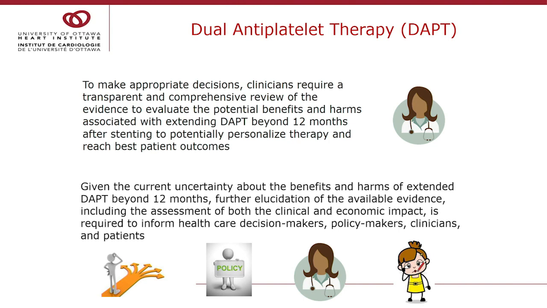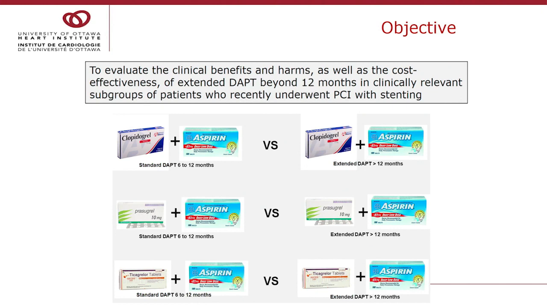So what did this do? This led CADTH to ask, the objective was to evaluate the clinical benefits and harms, as well as the cost effectiveness of extending DAP beyond 12 months in clinically relevant subgroups. And that's the interest here, the subgroups of the PCI patients who recently underwent a PCI with stenting. So we're interested in, for example, clopidogrel plus aspirin for a shorter duration, or a standard duration, if you wish, 6 to 12 months, versus a longer duration, above 12 months. And similar if we use prasugrel or ticagrelor. So that is our goal, our objective in this work.